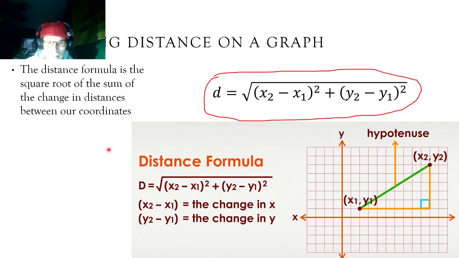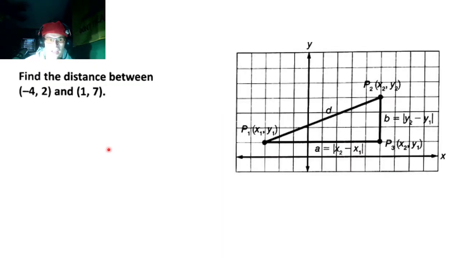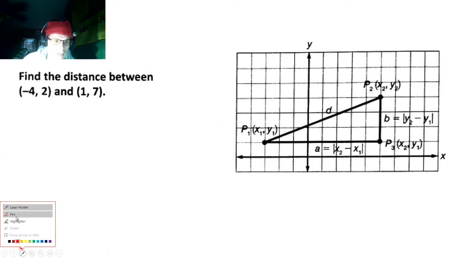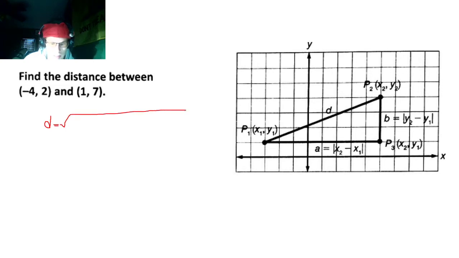Alright, so we are going to use this formula already, so memorize that formula. We're going to use the formula to find the distance between negative 4, 2 and 1, 7, okay? So let's do that real quick. So we have our formula, d equals the square root of, let's put this in real quick. So first off, mark off our different points, x2, x1, y2, and y1, okay?